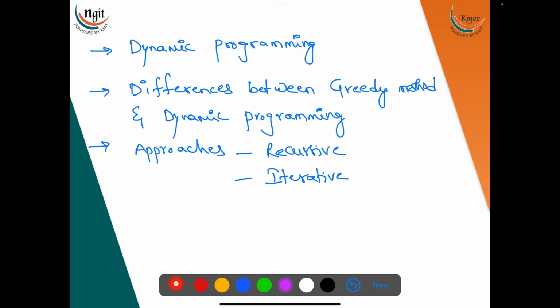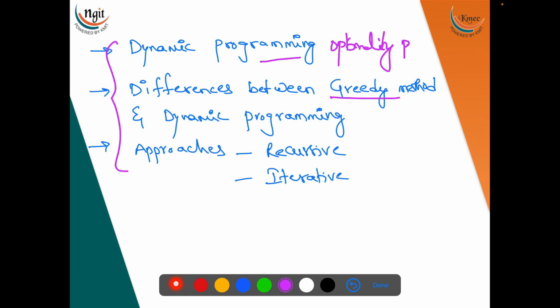So in this video we'll cover these three things: what is dynamic programming, the optimality principle of dynamic programming, and the differences between greedy method and dynamic programming. This is a very important question from the third unit as far as the OU external paper, the end semester examination paper, is concerned. There are two different approaches in dynamic programming, which are recursive and iterative. Which approach we mostly follow in dynamic programming, we'll discuss in this video.